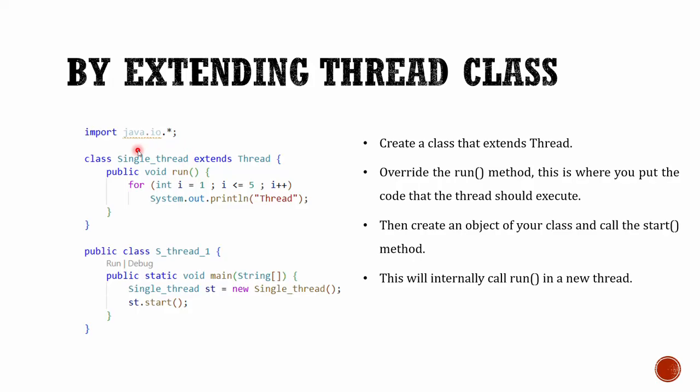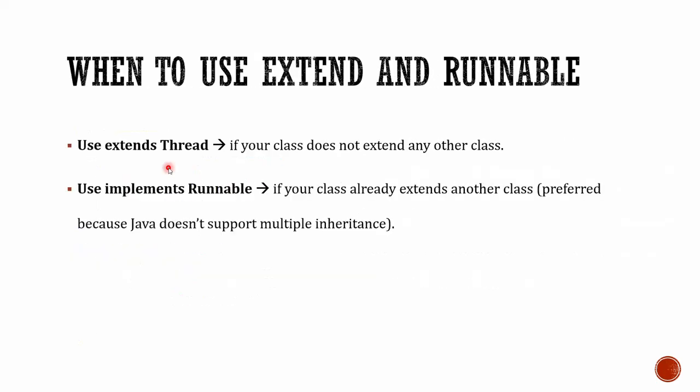Then in Java, we cannot extend more than one class, which means that multiple inheritance is not possible in Java. At that time, if this class is already extending some other class, we may implement the runnable interface to make this class a thread. Okay? So that is what is being given here. So if your class already extends another class, since Java does not support multiple inheritance, you can make use of the runnable interface to make your normal class a thread.